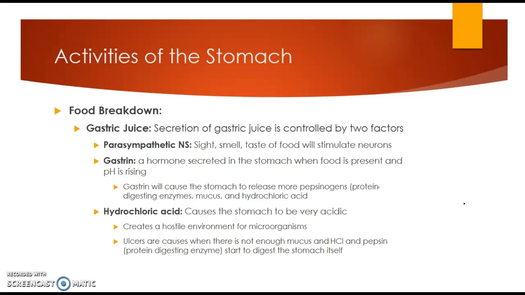And then we have gastrin. This is a hormone that's secreted by the stomach when food is present and the pH is rising. So this is going to cause the release of more pepsinogens, which are those protein digesting enzymes, and hydrochloric acid. Hydrochloric acid is really important in food breakdown. It's really acidic, and one of the big things is it helps to break down food, but it also creates a super hostile environment for microorganisms. We want to kill any bacteria or anything nasty in our food before it enters into our small intestines, which then is going to enter into the bloodstream.